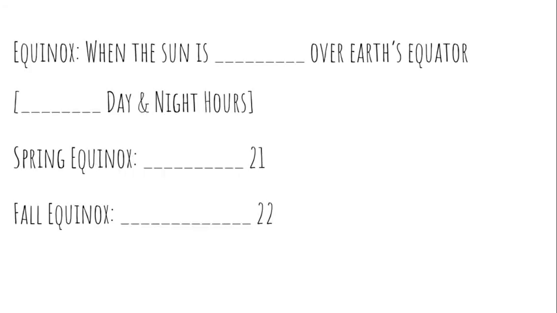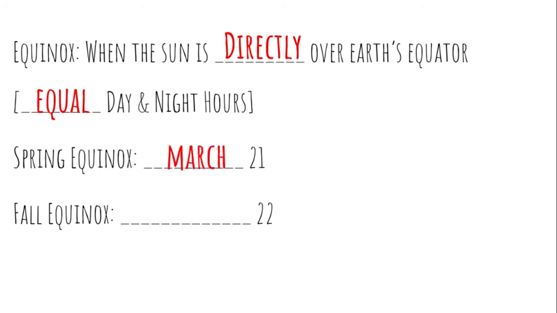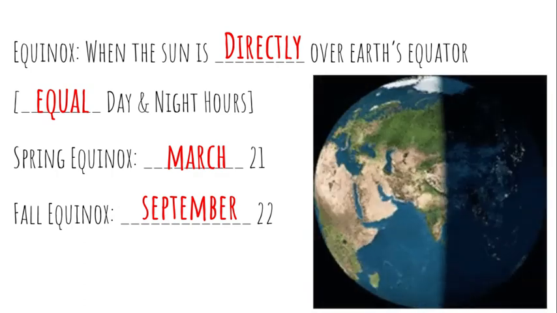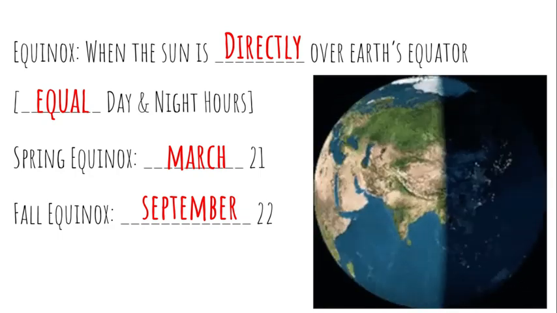Along with solstices, we also have something called equinox. That is when the sun is directly over the Earth's equator, and it's just like it sounds, equal day and night hours. We have spring equinox, which occurs every March 21st, and we also have fall equinox, which occurs September 22nd. Okay, so here's a graphic showing what that sun distribution looks like during equinox.